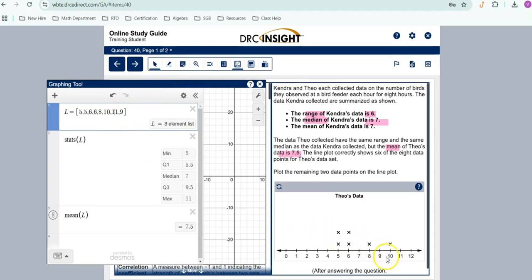So we come over to the box plot, and all we have to do is click on 9 and click on 11, and we have created our box plot.